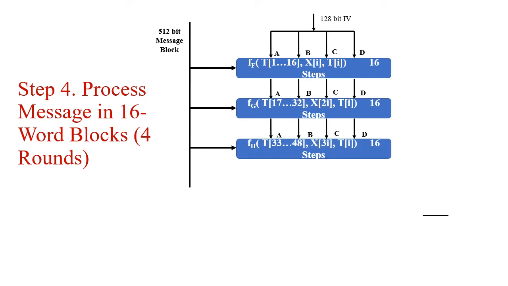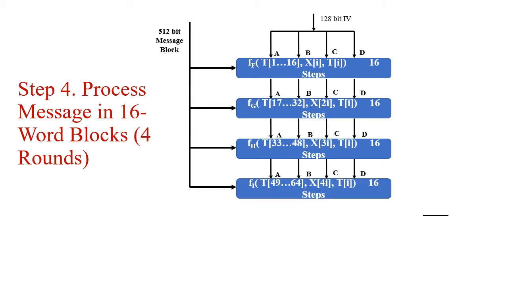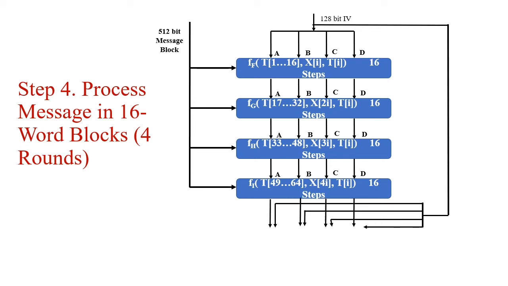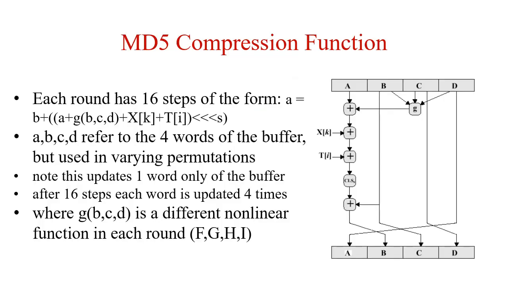Then we have the next 16 steps, from 33 to 48, with the updated values of these MD buffers, and then the final 16 steps. So a total of 64 steps are used in 4 rounds. And finally the output is added with the original 128 bit initialization vector, and then we get the 128 bit message digest.